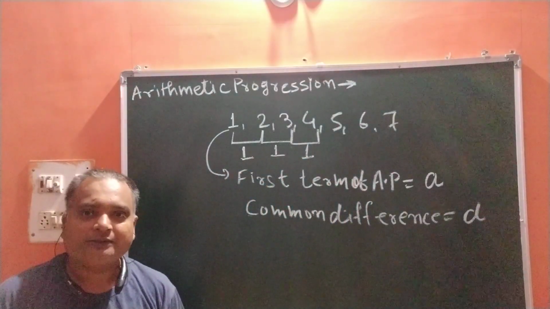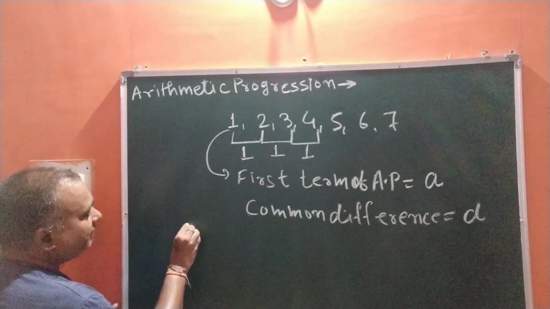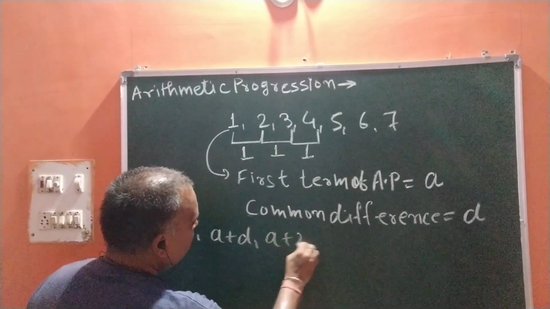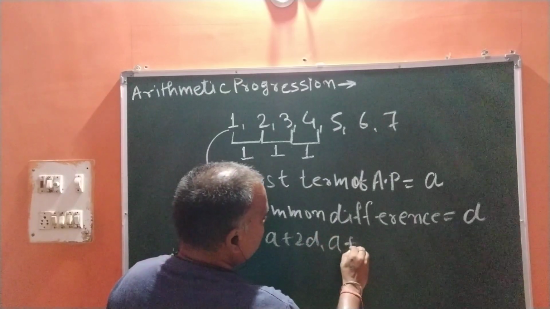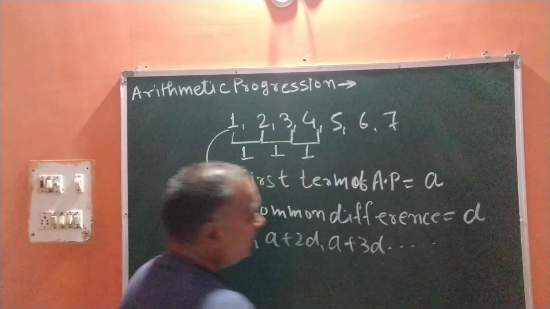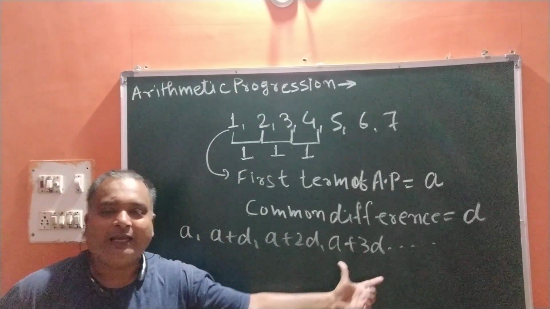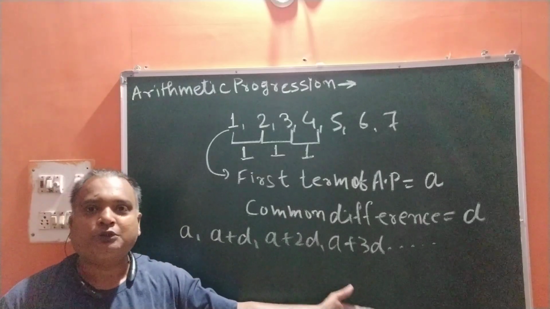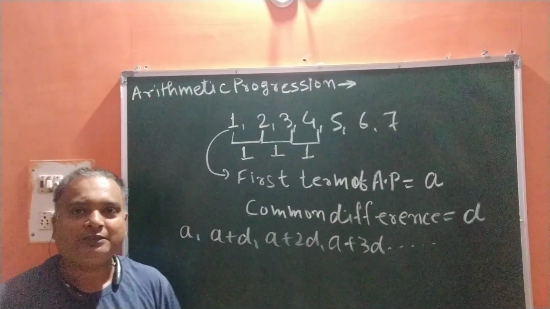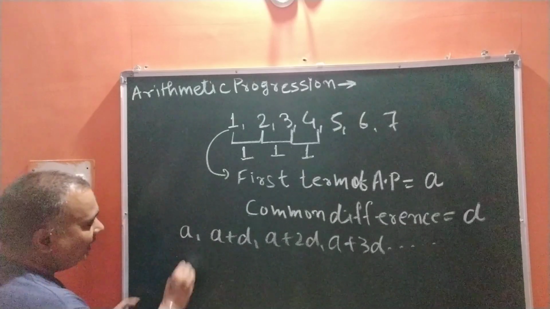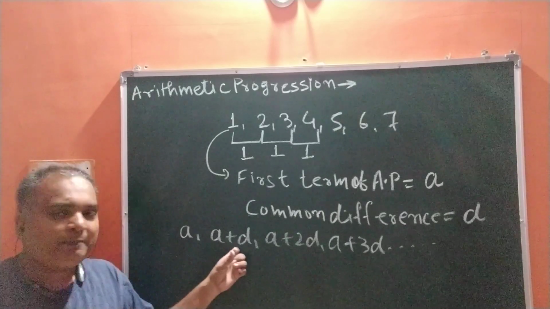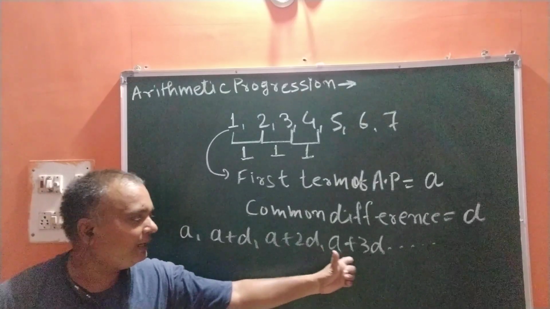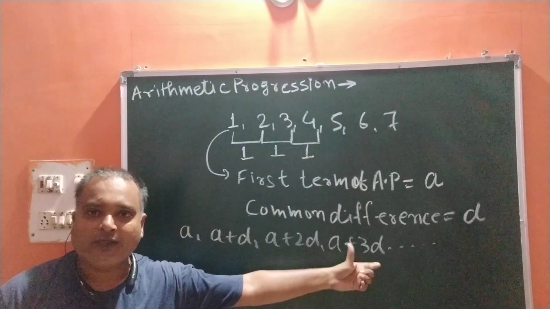So, what is the general form of AP? The general form of AP is a, a plus d, a plus 2d, a plus 3d, and so on. If there are dots at the end, it means the AP is infinite. It has infinite terms. If the AP has 10 terms, 20 terms or 30 terms, then we can say the AP is finite. So a is called the first term. A plus d is called the second term. A plus 2d is called the third term. A plus 3d is called the fourth term of the AP.